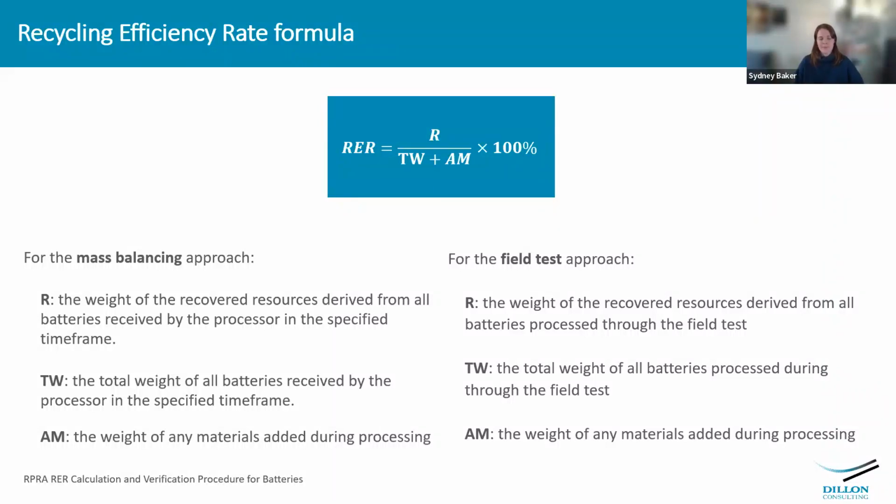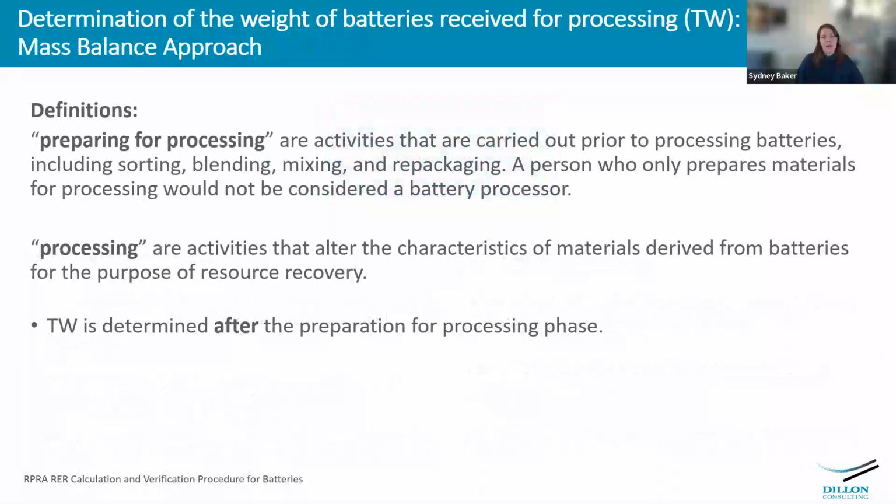So that's the difference here. And then, here, I'll just go over again these definitions of preparing for processing versus processing. When we're determining the weight of batteries received for processing, this is really going to be the preparation for processing phase. This is when we are sorting out non-designated materials. We're sorting out batteries that are going to be sent for refurbishing or reuse. So at this stage, that's what is really happening: the preparation for processing.